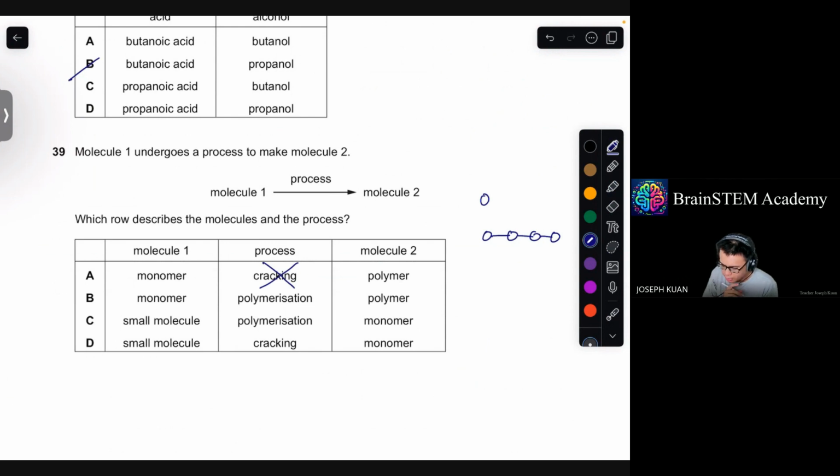So B, monomer polymerizes to form polymer. Literally, right? Poly means many. So it is undergoing polymerization to form polymers. So the answer is B. Let's check for C and D anyway. Small molecule gets polymerized to form monomers. Sounds a little bit off, not exactly accurate. And then last thing is small molecule cracks into monomer. Not exactly accurate. The word small molecule is just too general. So please don't write this in your paper 4, in case a similar question appears.